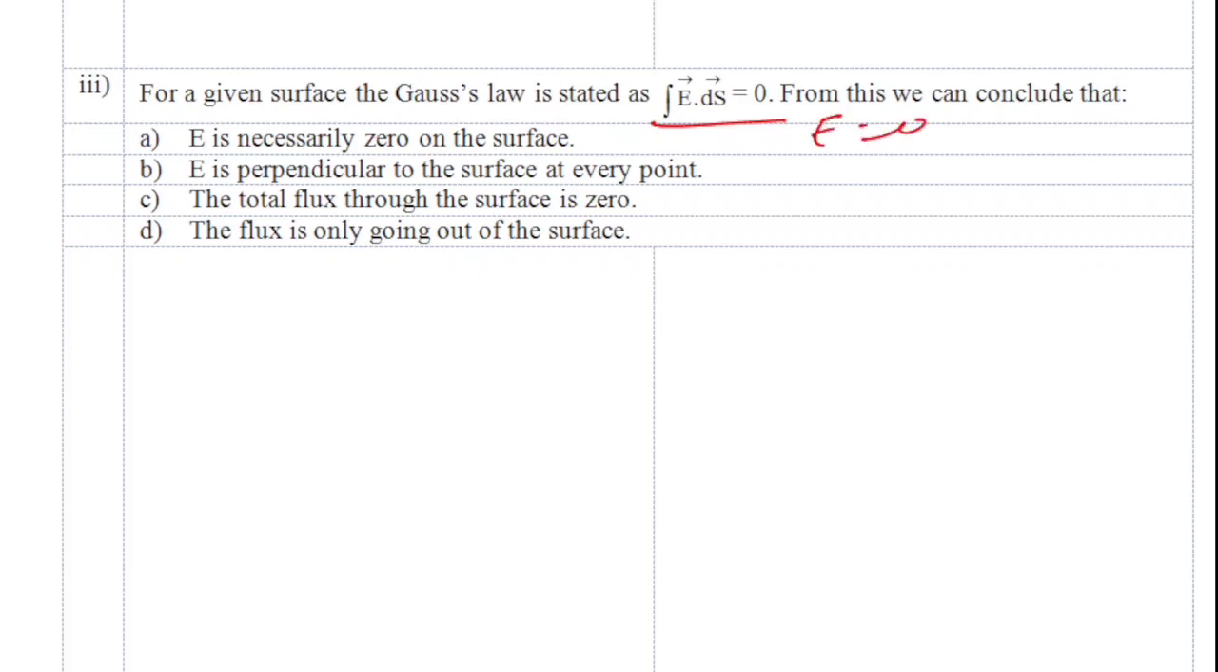E is perpendicular to the surface at every point. The total flux through the surface is 0. It means phi equal to 0. And the flux is only going out of the surface. Which option is correct?